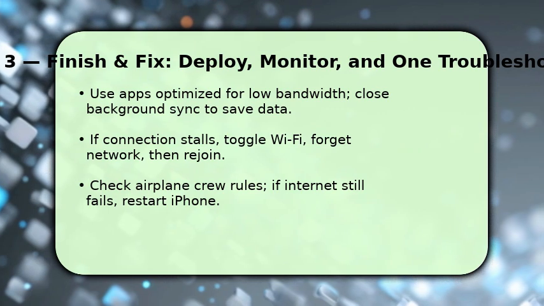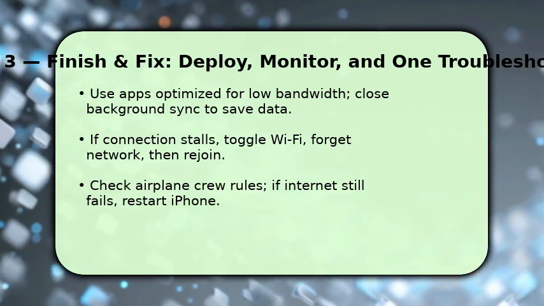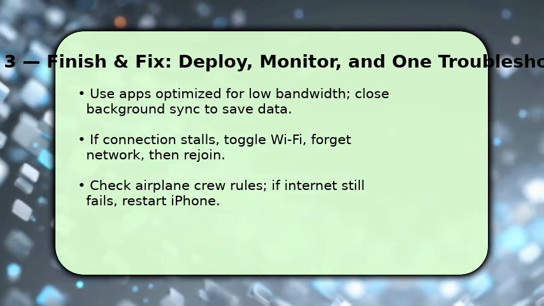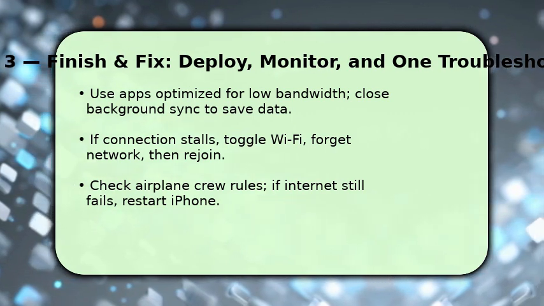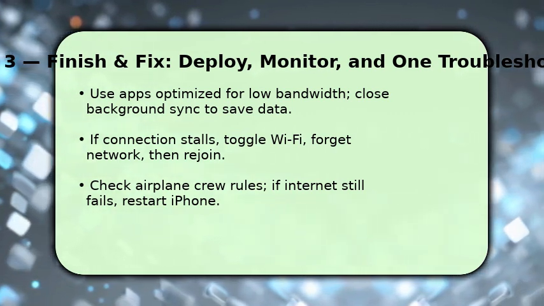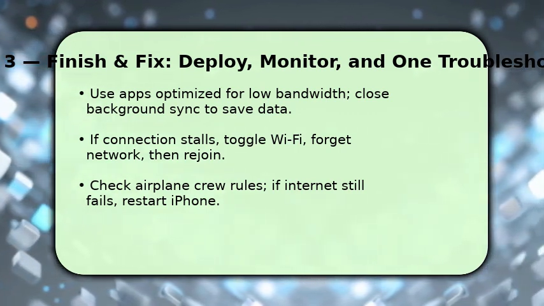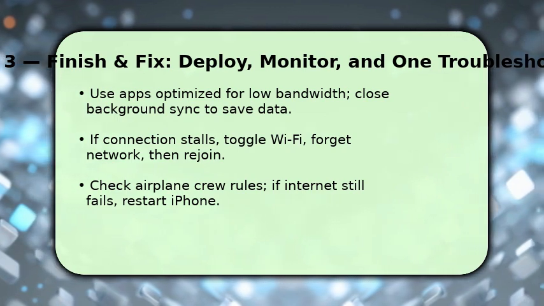If the connection stalls, first toggle Wi-Fi off and on. Next, forget the network and rejoin to clear bad credentials. If that doesn't help, restart the iPhone. This clears caches. Finally, make sure the crew permits the service. If blocked, you may need to wait until the airline enables Wi-Fi.